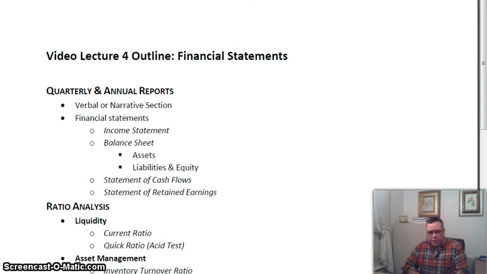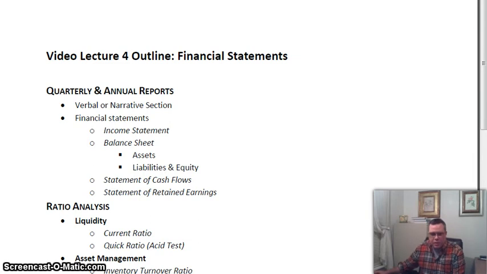But then it also contains their financial statements. So even if you're not a public company, you would keep your own financial statements. But if you are a public company where you have publicly issued stock that anybody can own, you're legally required to 4 times a year release your financial statements so that your investors know how you're doing.